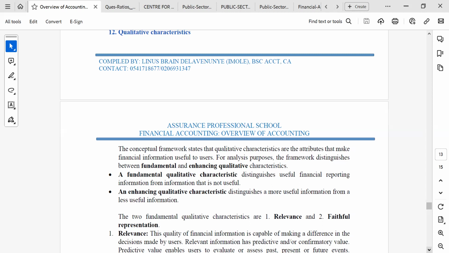The information can be useful, but if we cannot say, okay, this information has been verified, or if we cannot verify the information ourselves, or ask someone to verify it, then that information will be useful, but it will be more useful if someone can tell us that the information the person is giving us is accurate. Nothing is wrong about it. All right. So that is the enhancing qualitative characteristics. So let's take them one by one.